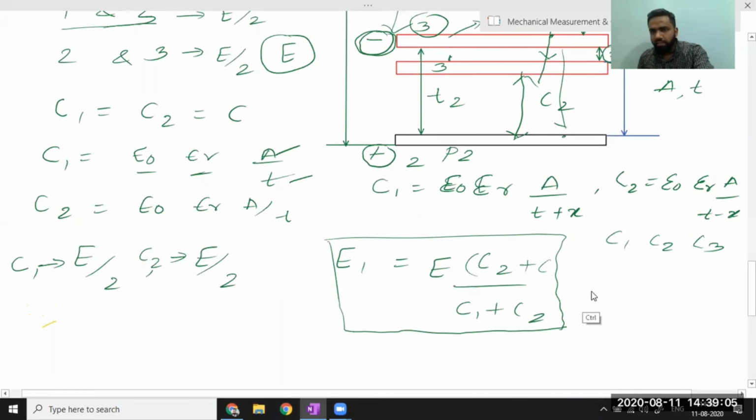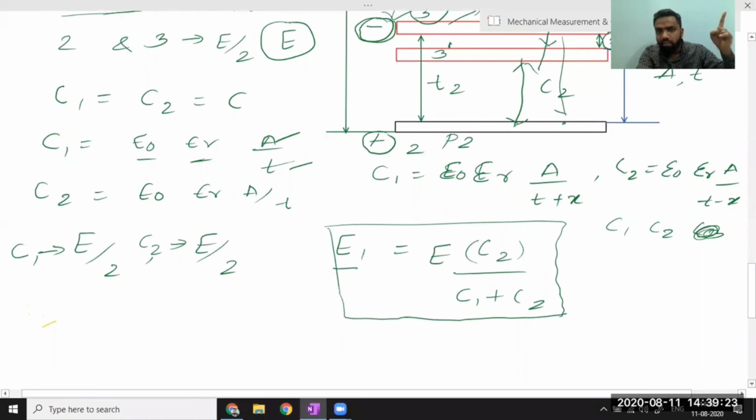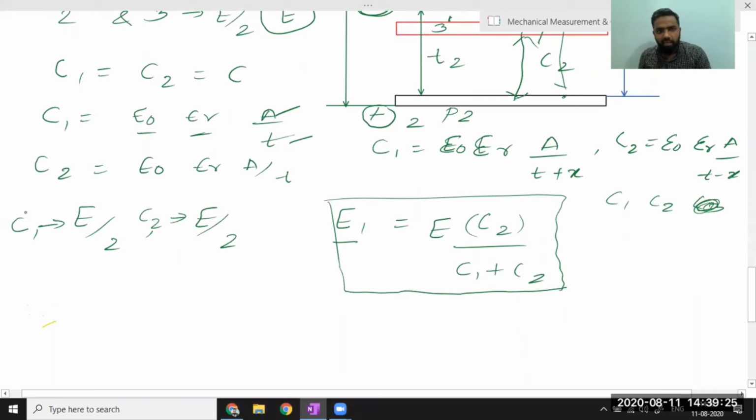Okay, so now in this system, how many capacitances are there? The system is having only two capacitances. So if the system is having only two capacitances, E1 will be equal to E times C2 upon C1 plus C2. Now if you want to verify that, initially let this plate have an EMF E1 which is equal to E by 2, and then let this plate have an EMF E2 which is also equal to E by 2. Now you can cross verify with this formula.